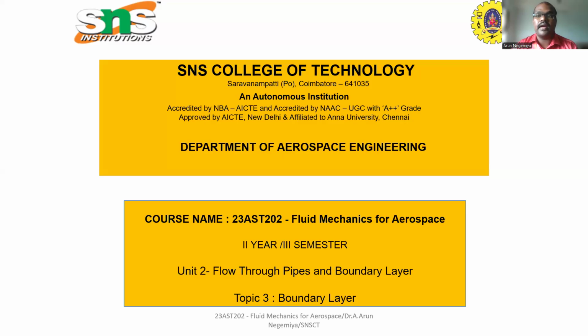Arun again here. I am going to take one topic from Unit 2. If the subject name is Fluid Mechanics for Aerospace, the title of the unit is Flow Through Pipes and Boundary Layer. Today I am going to take boundary layer. What is meant by boundary layer?